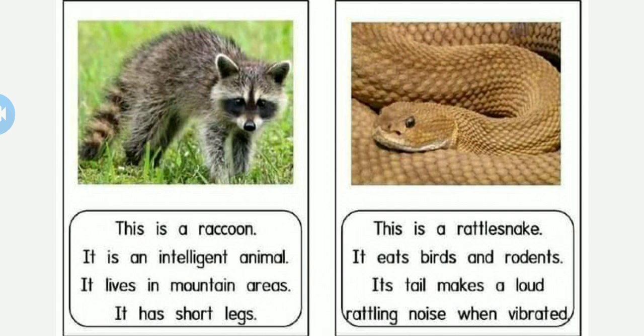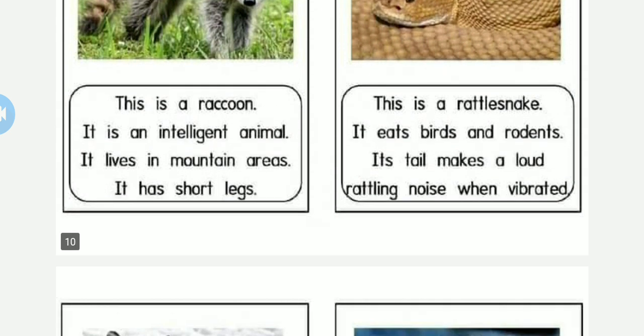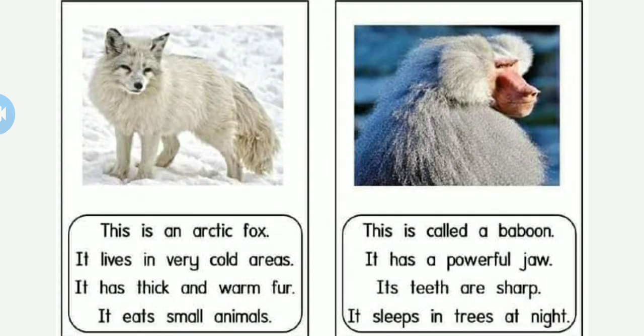Look at the picture on your right hand side. This is a rattlesnake. It eats birds, rodents. Its tail makes a loud rattling noise when vibrated. Vibrated means when this viper shakes its tail. The tail resonates and creates a rattling sound. That's why the snake is called a rattlesnake. Yeah, next picture. Next slide.